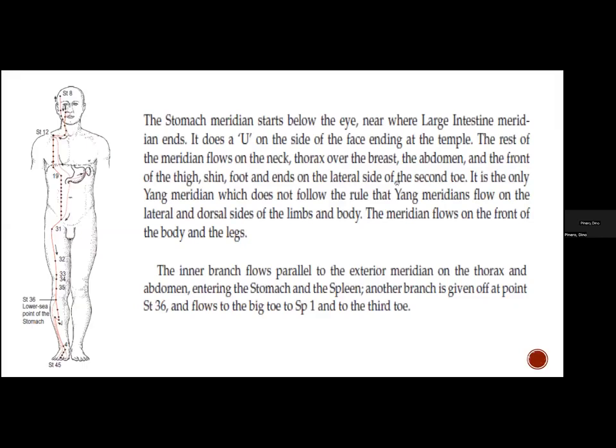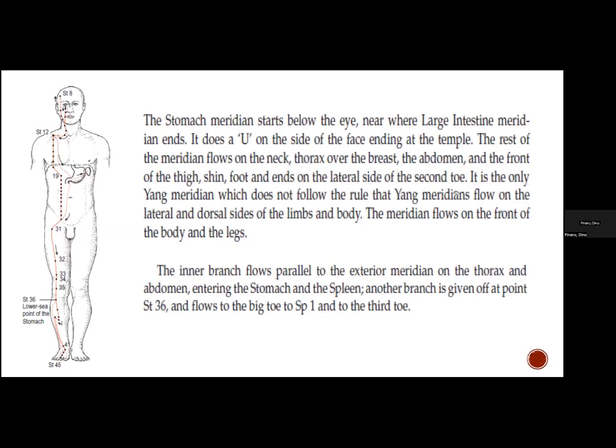The stomach meridian starts below the eye, near where the large intestine meridian ends. It does a U on the side of the face ending at the temple. So there is letter U na curve po yung path ng stomach meridian. The rest of the meridian flows on the neck, thorax, over the breast, the abdomen, and the front of the thigh, shin, foot, and ends on the lateral side of the second toe.